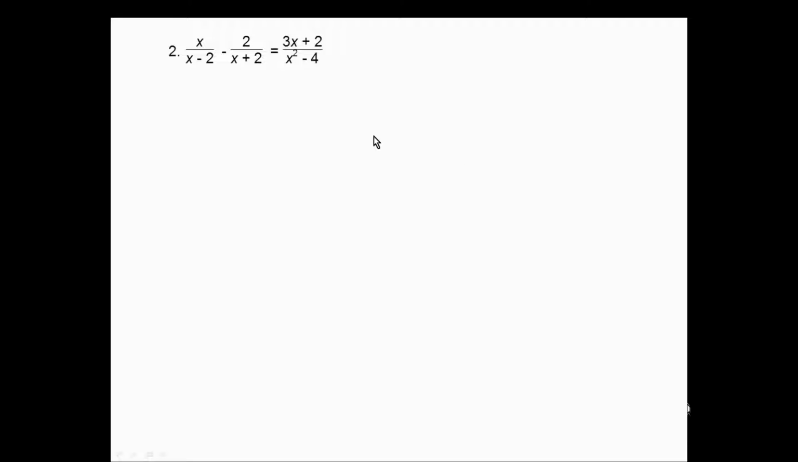Here's our second one. I have x over x minus 2 minus 2 over x plus 2 is equal to 3x plus 2 all over x squared minus 4. Okay, now notice, the last denominator, the x squared minus 4, factors as the first two. So that's my LCD. So my LCD is x minus 2 times x plus 2.